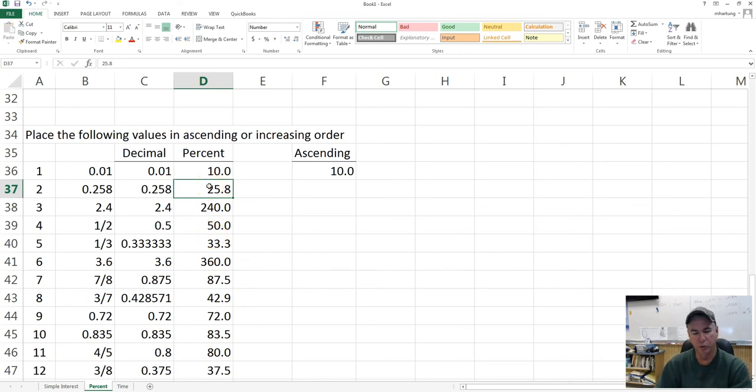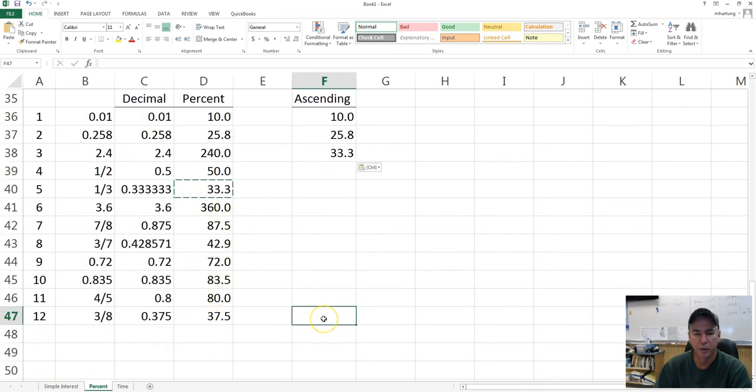So this time I'm going to press Control C to copy, Control V to paste. And the next value looks like 33, Control C, Control V. There we go. So go ahead and finish that. You should end up with 360 as being the largest value. Control C, Control V. So go ahead and continue to put the rest of those in ascending order. We'll come by and take a look at your work, and then that will conclude this introduction to decimals, percentages, and a little bit about fractions as we begin our exploration in the world of banking and borrowing money.